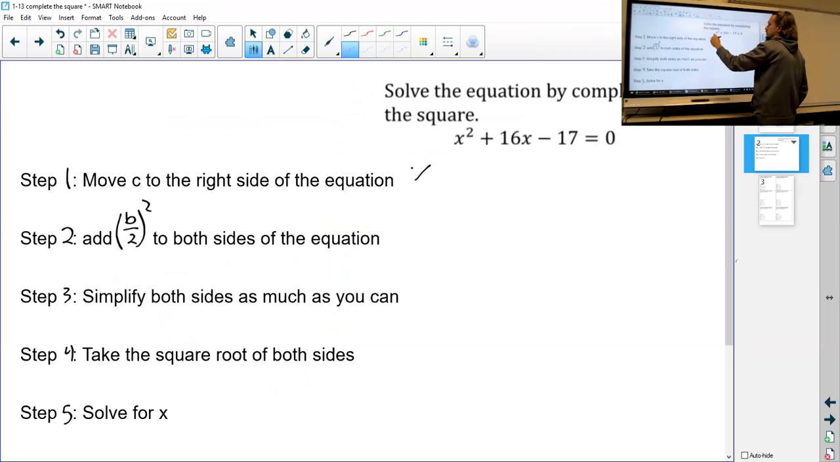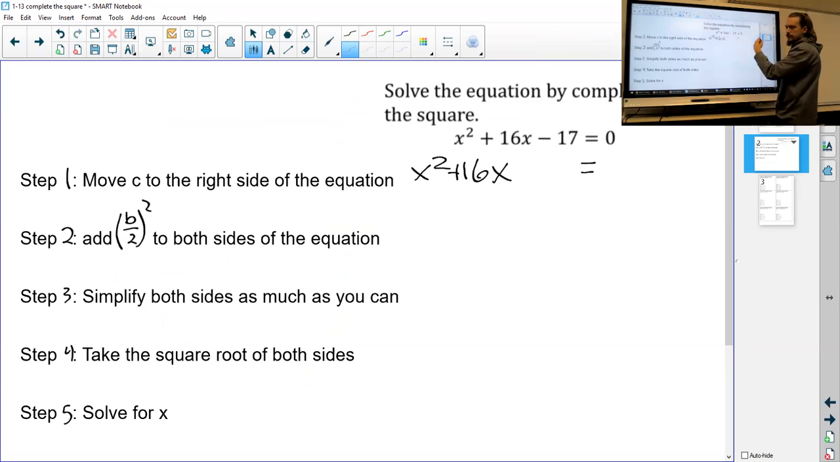So I'm going to rewrite this as x squared plus 16x. I'm going to leave this blank, and we'll explain why in just a second. So if we move negative 17, we're just going to flip the sign. This becomes positive 17. And there we go. That's step 1. We just move whatever C is, bring it to the right.